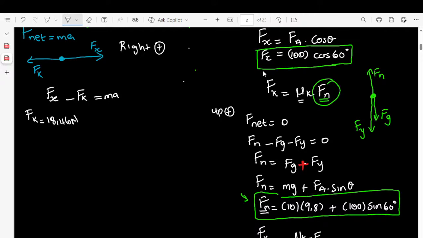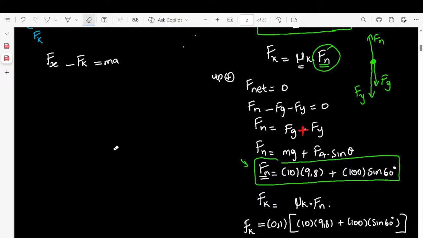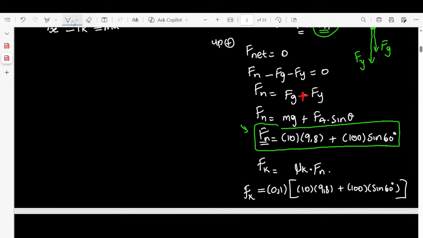Right. So now we need to find our Fx. What is Fx equal to? Remember, Fx is 100 cos of 60. Or you know what? Just leave it like that, because it's going to give you a lot of numbers that will need us to round off. Let's leave it like that. So let's substitute what we have. My Fk is 18.46 newtons. Let's go and work now.